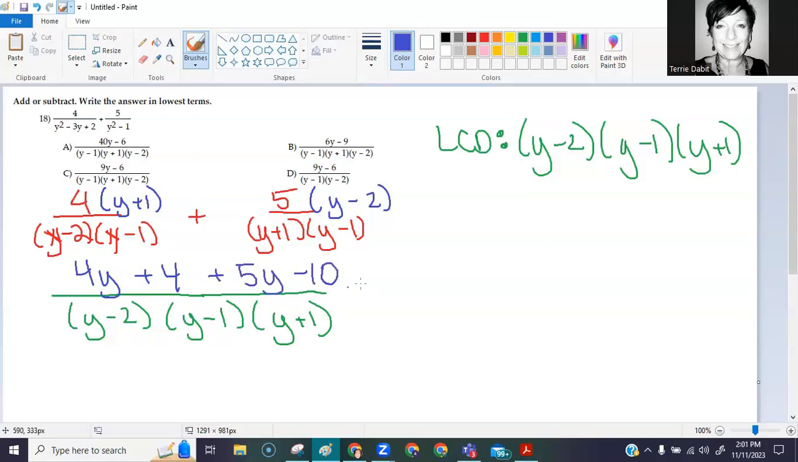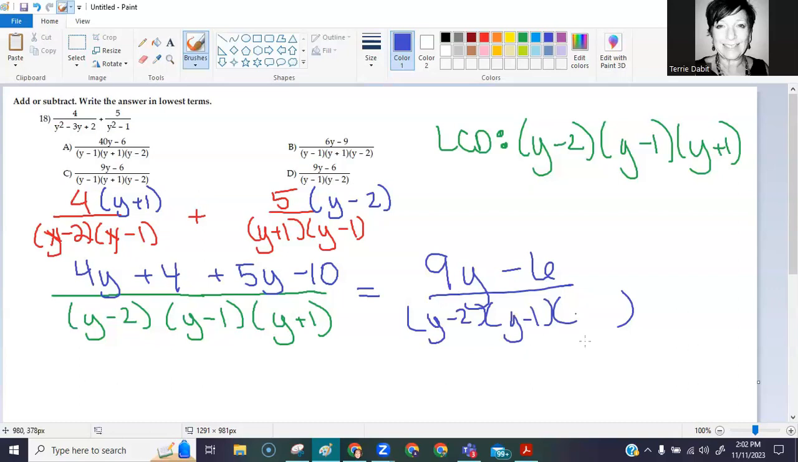Now I can simplify some things across the top. I can put my y's together and get 9y, and then 4 minus 10 is negative 6, and this is all over my LCD of these three things, y minus 2, y minus 1, y plus 1.